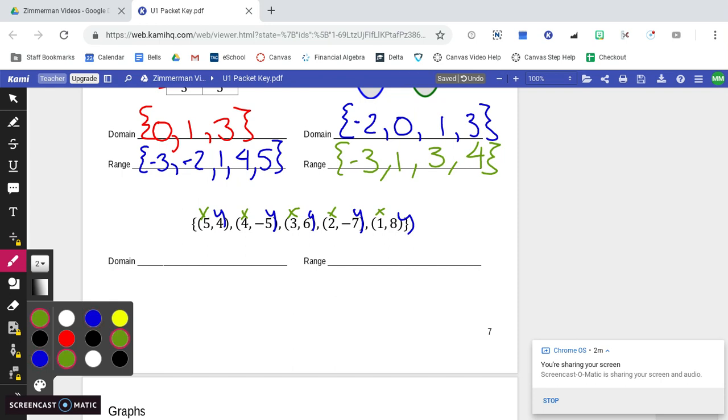The domain needs to be the x values from least to greatest. So it will go 1, 2, 3, 4, and 5. And our range values would also go least to greatest as y's. Looks like -7 is the least, followed by -5, 4, 6, and 8. And you can go ahead and close that set.